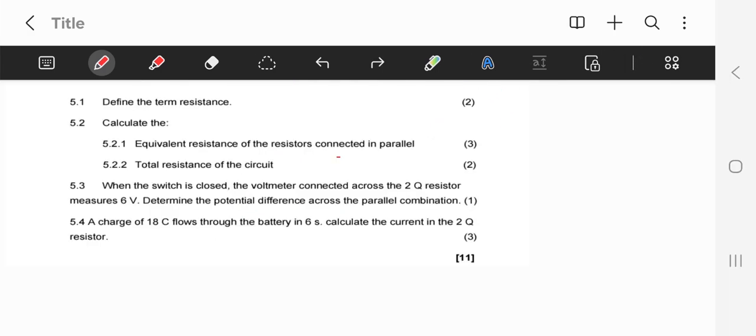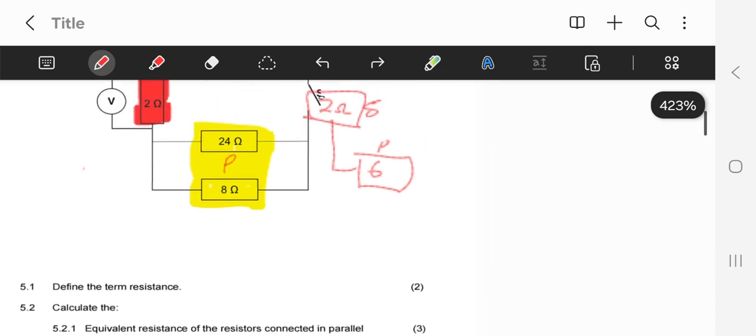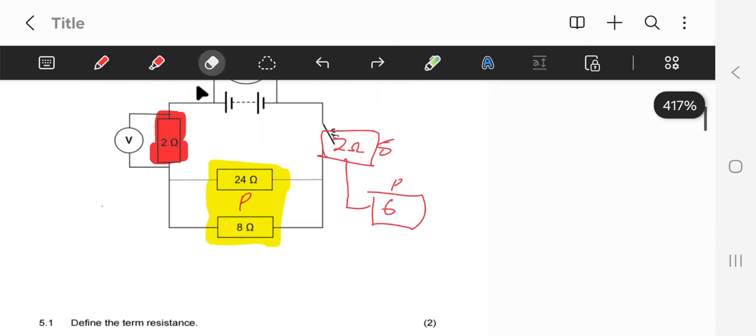All right, here's another question that we have. The next question says, when the switch is closed, the voltmeter connected across the 2 ohm resistor measures 6 volts. Determine the potential difference across the parallel combination. So with this one, they are telling us that the 2 ohm resistor has 6 volts, and they want us to find the voltage on the parallel connection.